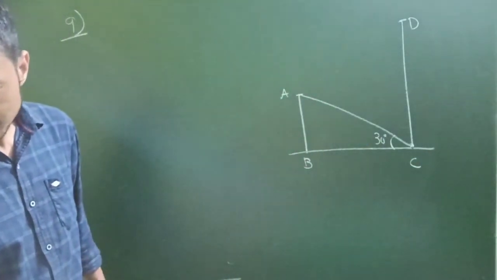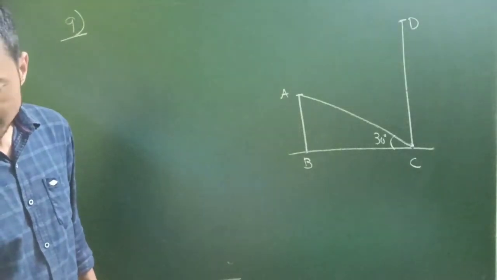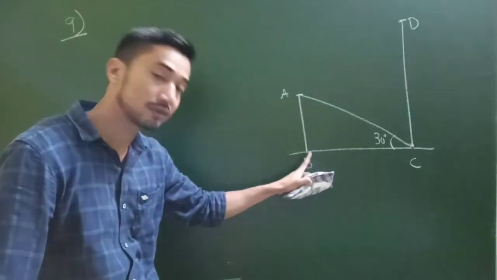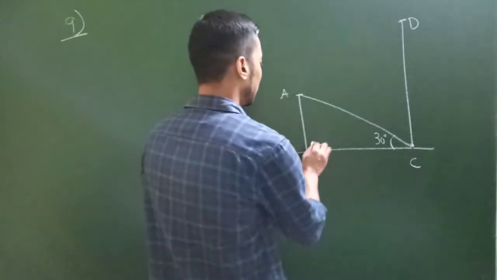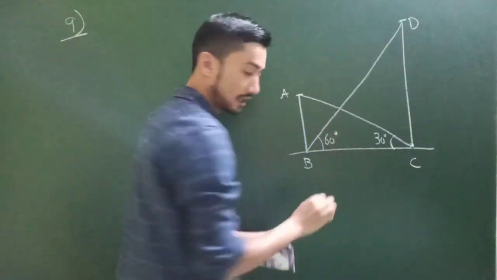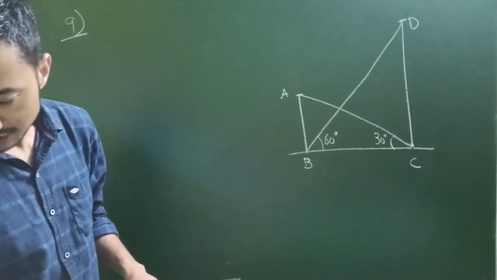Then, the angle of elevation of the top of the tower from the foot of the building. This is the foot of the building. Definitely that is going to be higher. I think it is 60 degrees or 45. How much? It is 60 degrees.